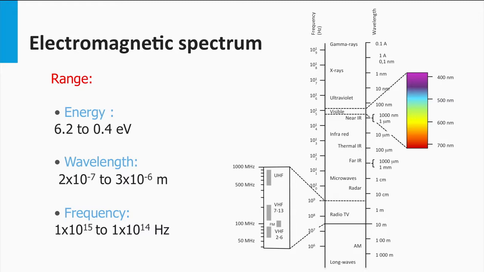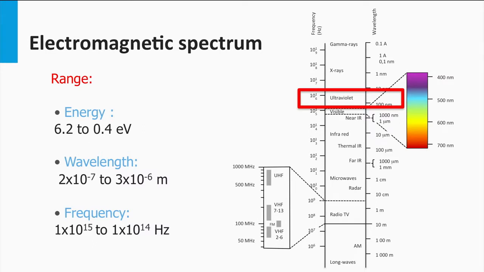Electromagnetic waves exist in many spectral ranges. The visible light spectrum, which comprises the electromagnetic waves we can see with our human eyes, is only a tiny part of the entire spectrum. The visible spectrum ranges from wavelengths of 400 nanometer up to 700 nanometer, which corresponds to frequencies in the order of 10 to the 15 Hz.